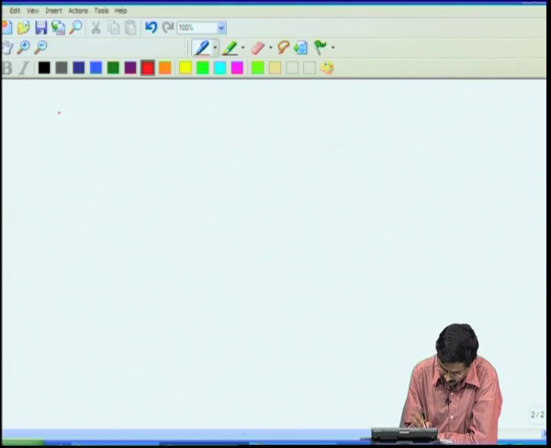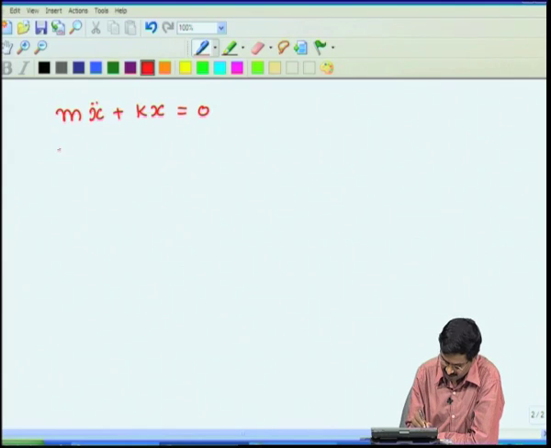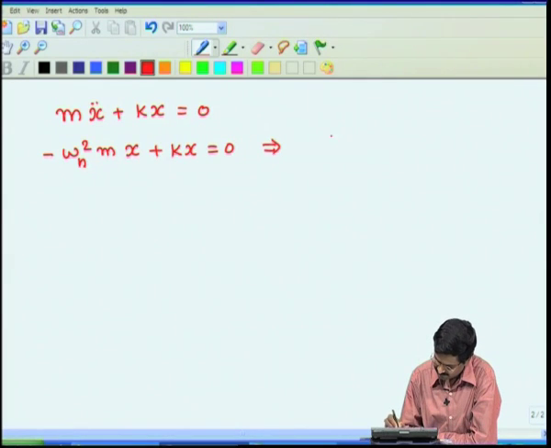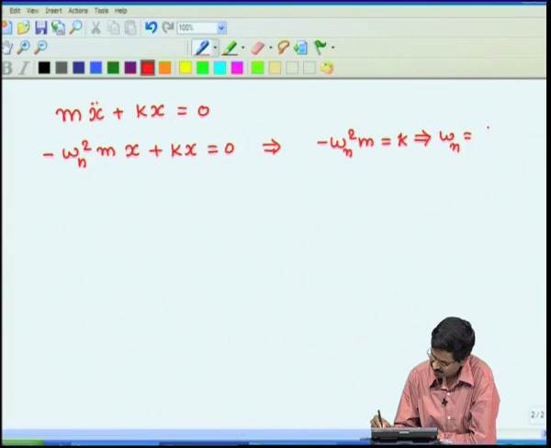Now, if we go back to our original equation, m x double dot plus k x equal to 0, and substitute minus omega n square x for x double dot, we get minus omega n square m x plus k x equal to 0, and x is not 0 in general. So, minus omega n square m is equal to k. That means omega n is equal to the square root of k over m.